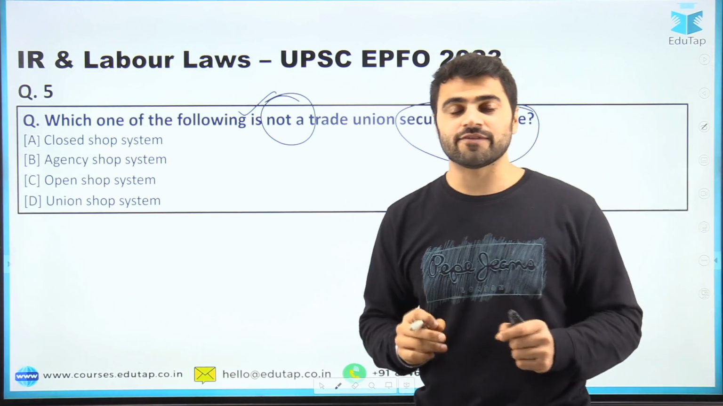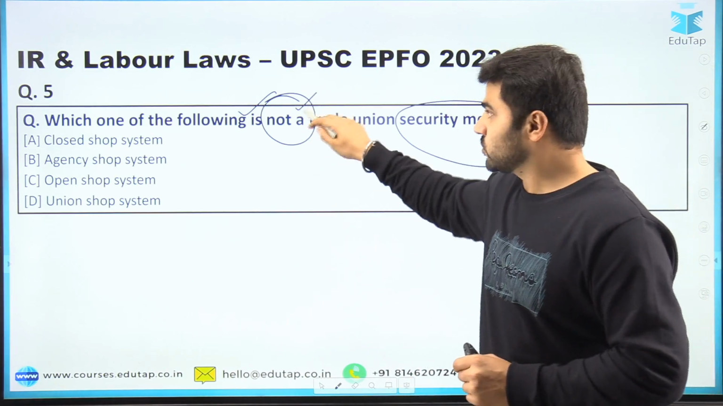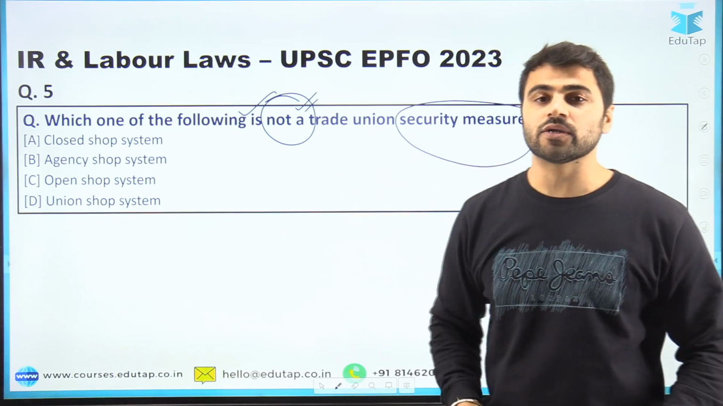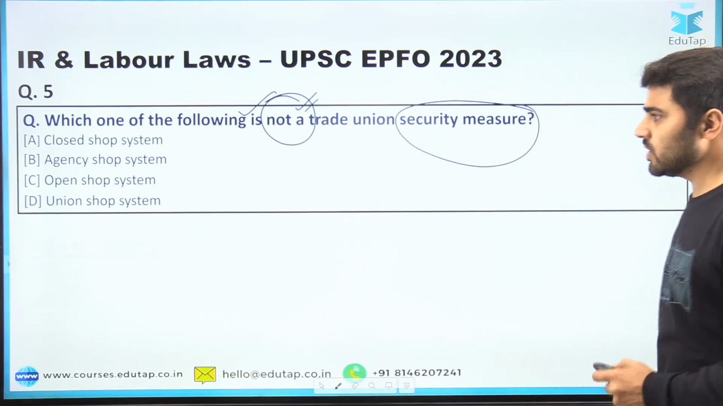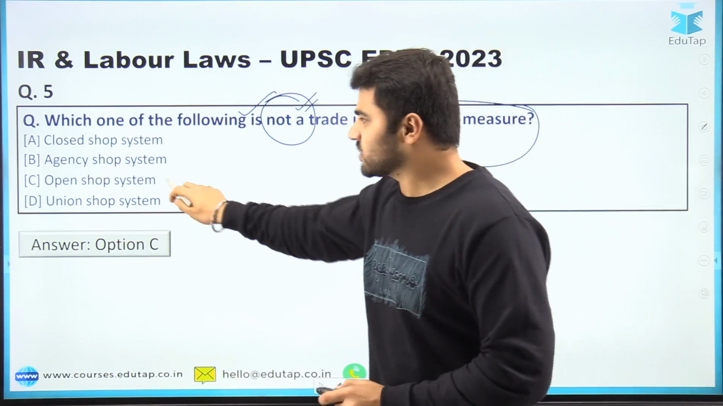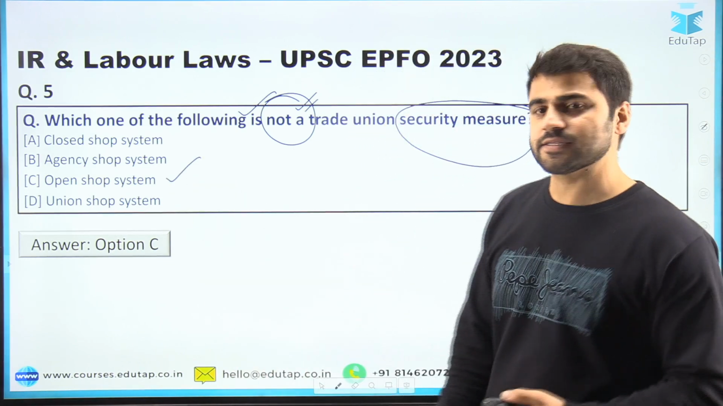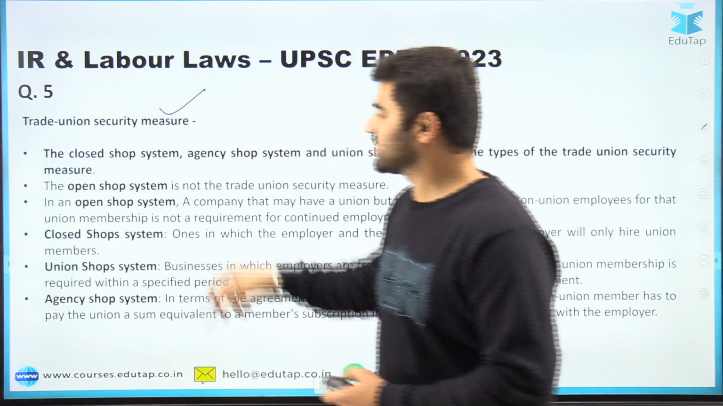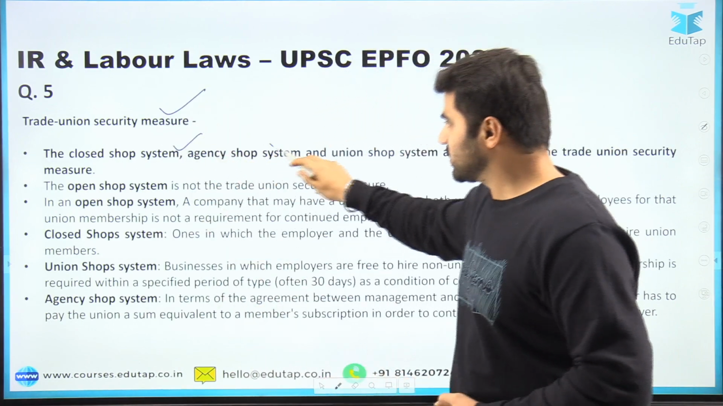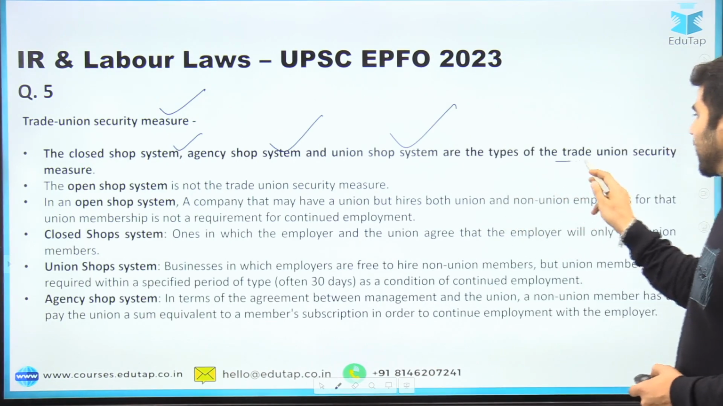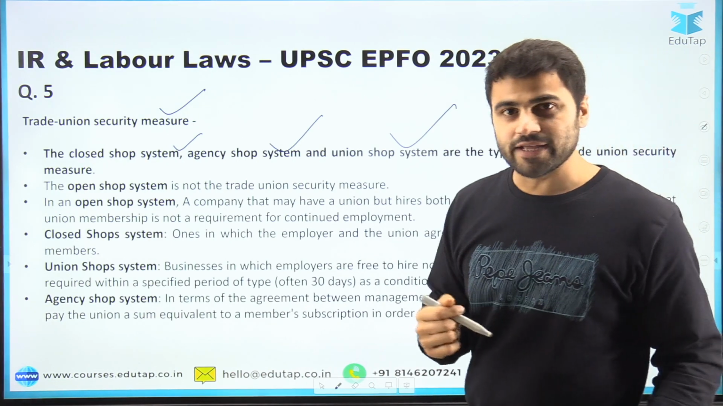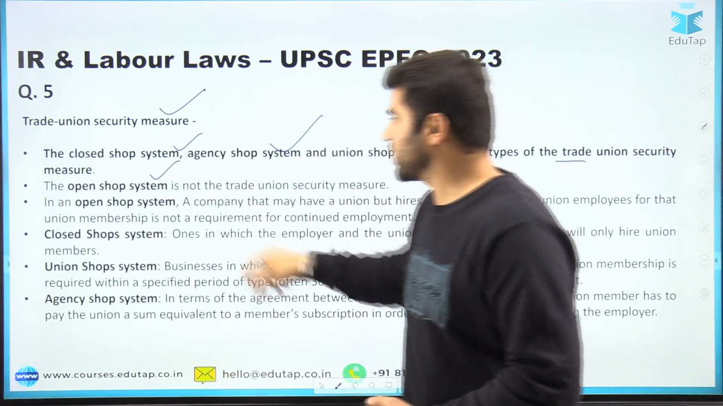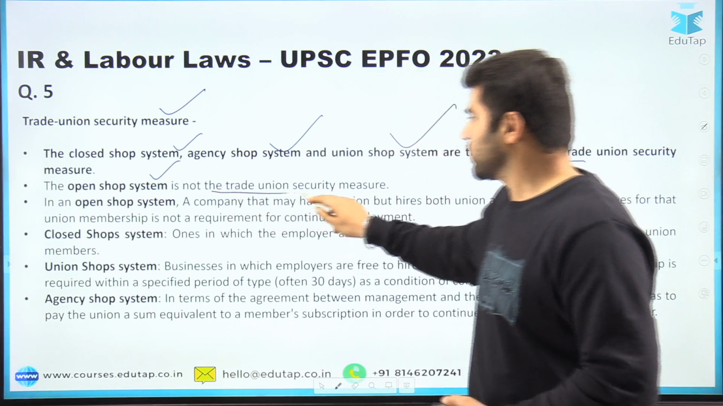So read the question carefully. The question says "not," right? So you have to identify this particular word in any question. So the right answer is option C, that is open shop system, right guys? Okay, then you can read here about trade union security measures. The closed shop system, agency shop system, and union shop system are the types of trade union security measure. If I talk about open shop system, here you can read, it is not a trade union security measure.